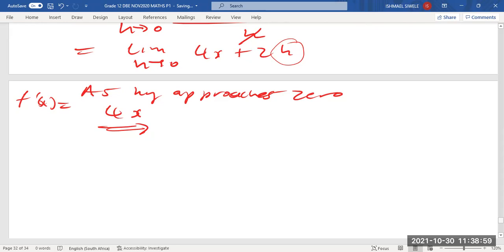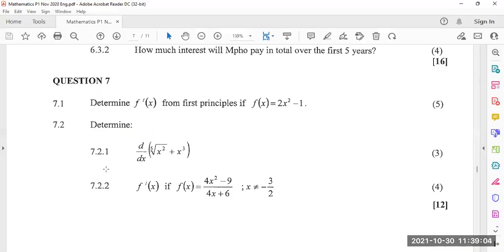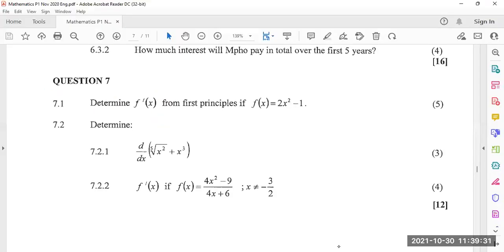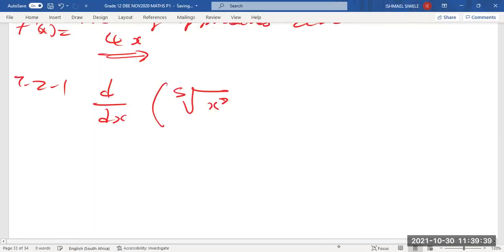Now, taking it from there, we are moving on to the next question, 7.2. What does it say? 7.2.1. Determine the derivative with respect to x of 5 the square root of x squared plus x cubed. Okay, so that's what you're given. So let me just write that down. 7.2.1: d over dx of 5 the square root of x squared, plus x cubed.